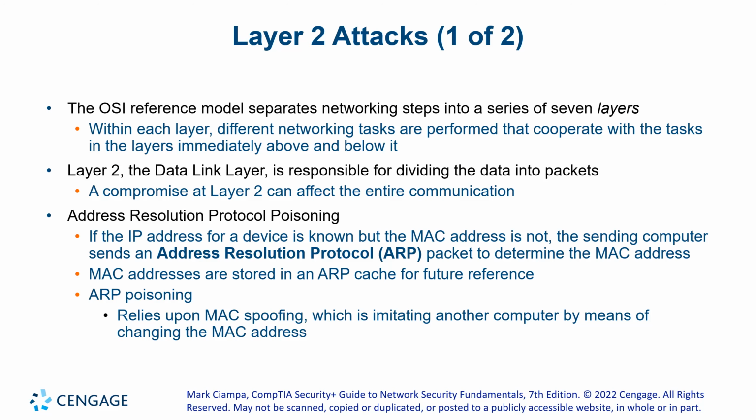Address resolution protocol poisoning. If the IP address for a device is known, but the MAC address is not, the sending computer sends an address resolution protocol or ARP packet to determine the MAC address. MAC addresses are stored in an ARP cache for future reference. ARP poisoning relies upon MAC spoofing, which is imitating another computer by means of changing the MAC address. And this used to be a lot harder, but now there are all sorts of programs that you can use to do this.